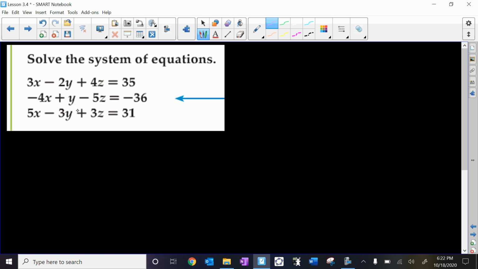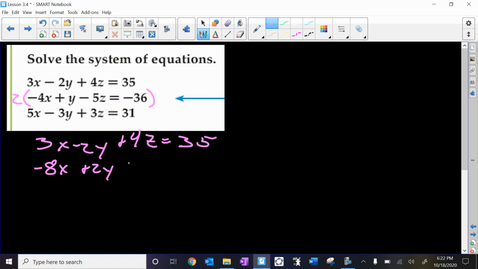So let's start with the first equation. 3x minus 2y plus 4z equals 35. If I want to eliminate the second with this equation, I need to multiply it by 2 so that I get the same coefficients that are opposite. So now I have negative 8x plus 2y minus 10z equals a negative 72.